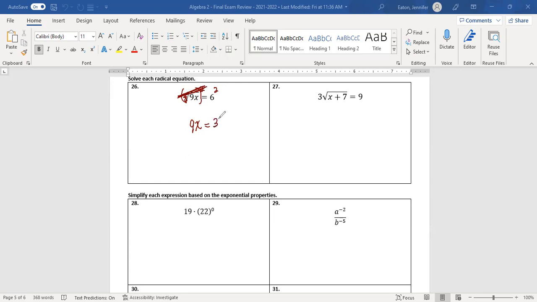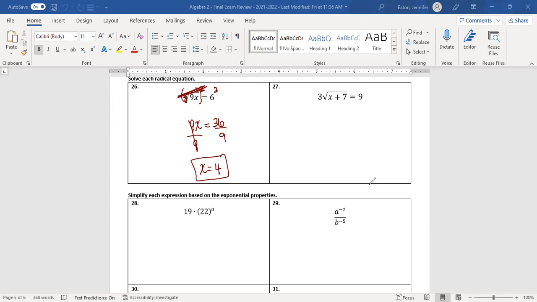6 squared is 36. And now this just becomes a simple solve for x equation that you've done for years. If I have 9x equaling 36 and I want 9 by itself, we do the opposite operation of what is being performed to the x. So 9 is multiplying to x. We divide by 9. 36 divided by 9 is equal to 4. So x is equal to 4.